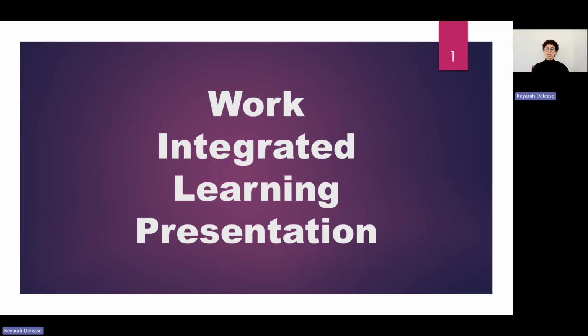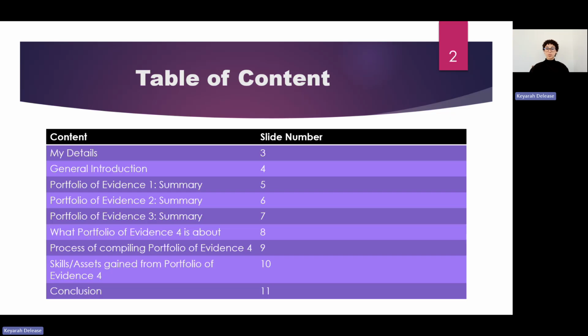Work integrated learning presentation. On slide 2, we've got the table of content. Slide 3 is my details, and slide 4 is the general introduction. Further on into the presentation, we'll be discussing the summaries of Portfolio of Evidence 1, 2, and 3, what Portfolio of Evidence 4 is about, the process in compiling Portfolio of Evidence 4, and the skills or assets I have gained from Portfolio of Evidence 4. And lastly, we'll get the conclusion.